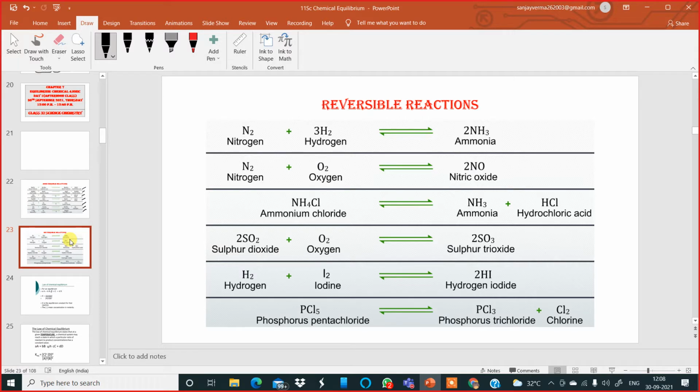Now, as I've told you several times, it is the reversible reactions only which attain a state of chemical equilibrium or ionic equilibrium. So on these reversible reactions, we'll be coming across the manufacture of ammonia, formation of nitric oxide, decomposition of ammonium chloride, formation of sulfur trioxide in the contact process, combination of hydrogen iodide and dissociation of phosphorus pentachloride in this chapter, with respect to equilibrium.